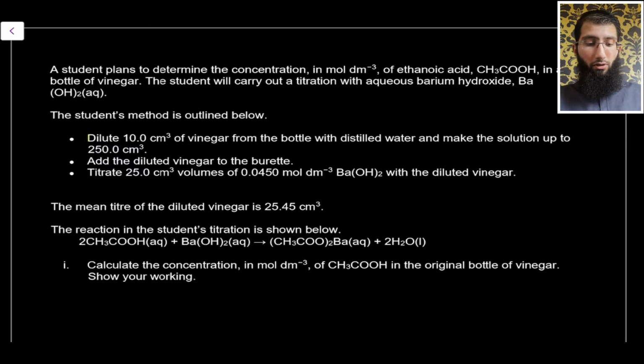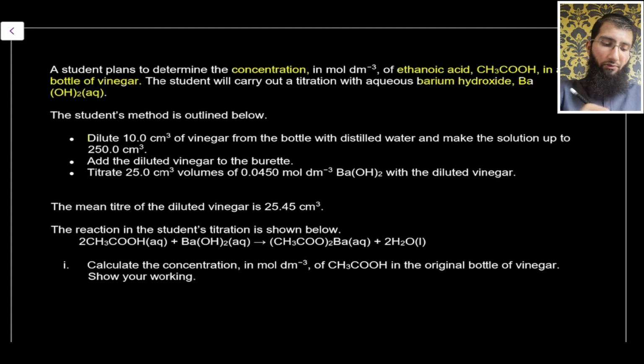You're told that a student plans to determine the concentration of ethanoic acid in a bottle of vinegar. That's pretty straightforward. That's the whole purpose of this titration. The student will carry out the titration with barium hydroxide, and the methods outlined below.